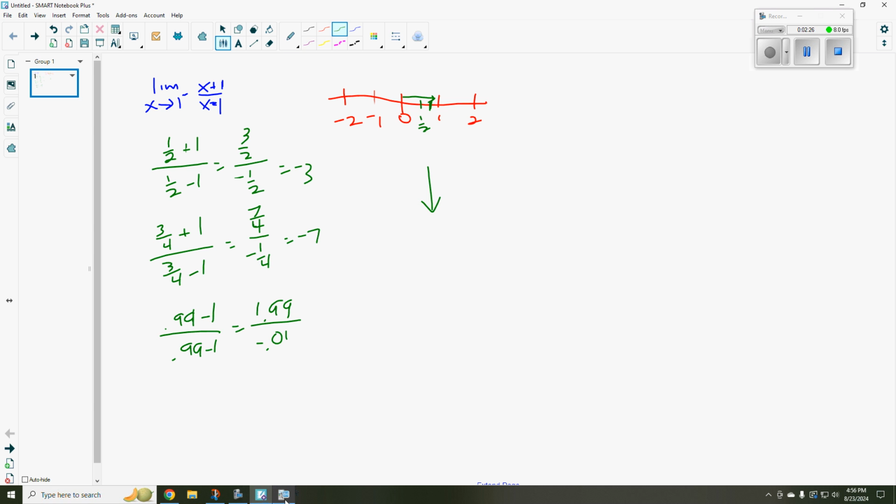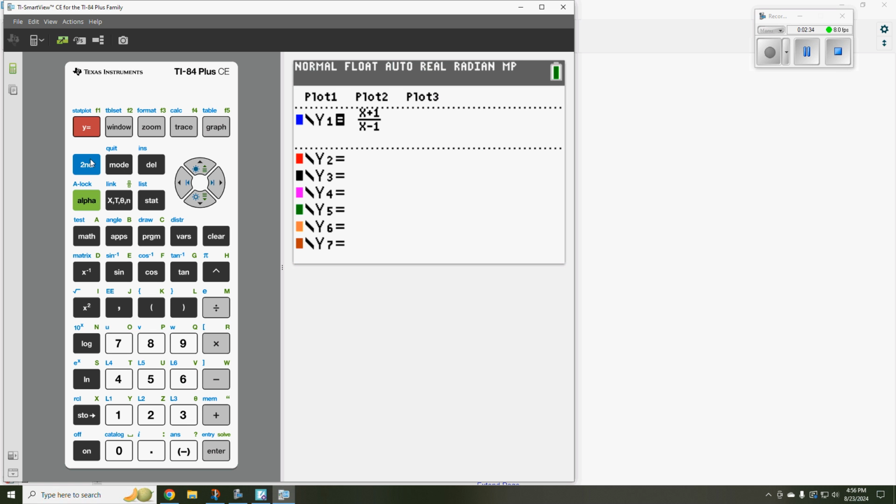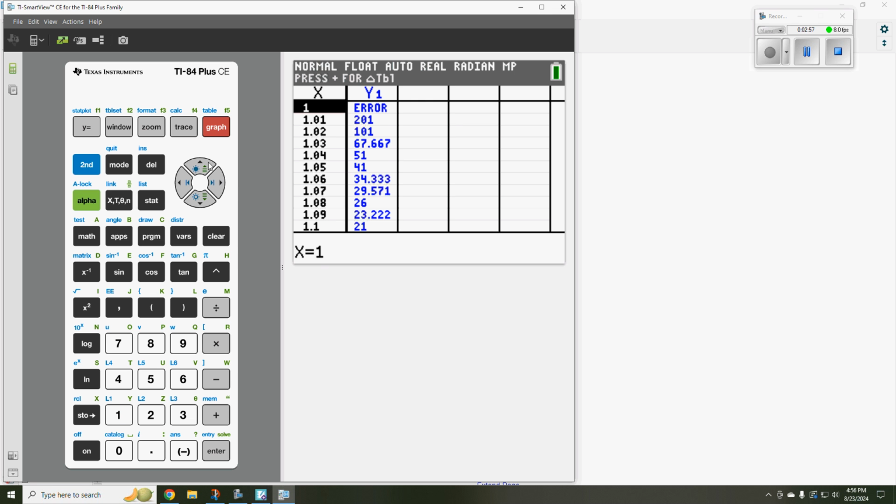And if I wanted to show that on a table, well, again, I'm approaching 1 from the negative side. I have the function listed in there, and I'm going to go second table set. And since I'm approaching 1, that is the number I want to start at. And because I want to get really, really close, I'm going to make my delta table, my change in x's, 0.01. And now I'm going to go second table, and I can see that my numbers are getting bigger and bigger negative.